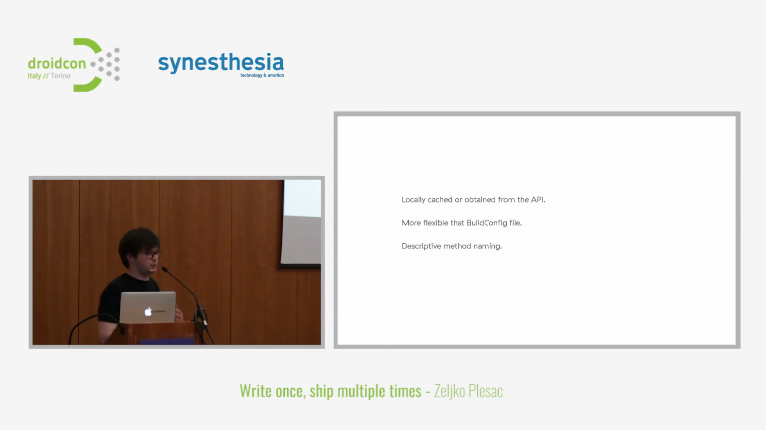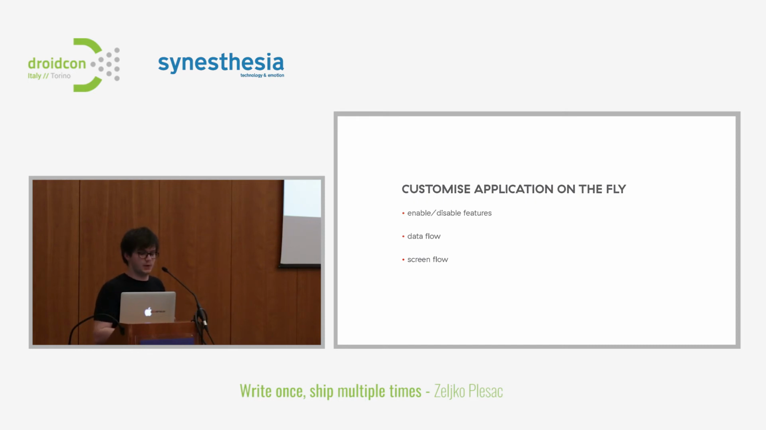With configuration files, we can easily customize different applications inside of our system on the fly. So basically, with changing values in configuration files, we can enable or disable features per app. We can customize data flow, or we can customize screen flow.